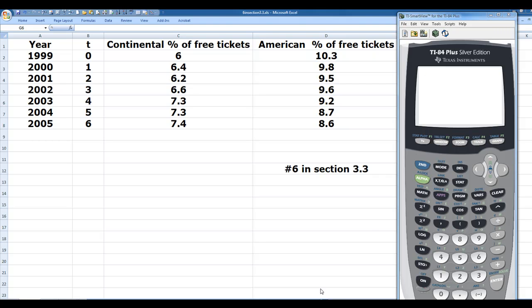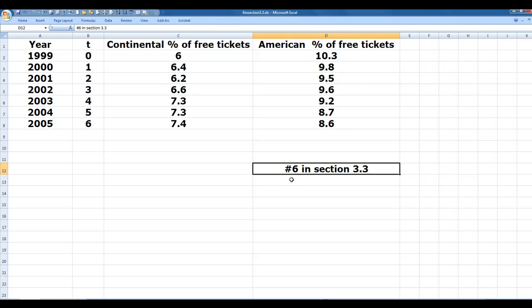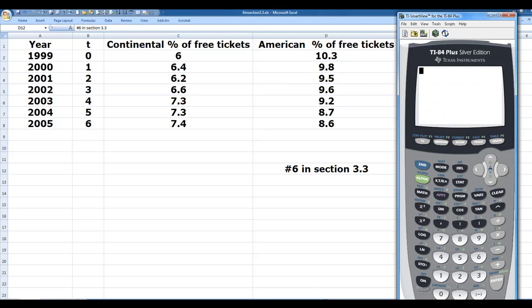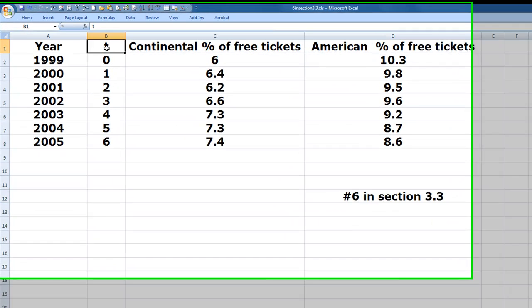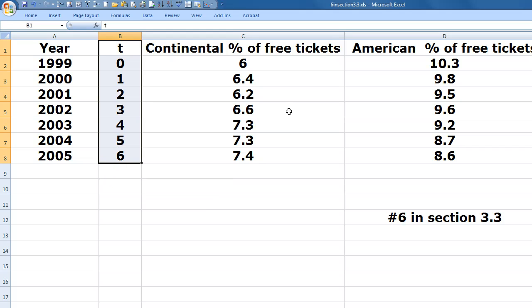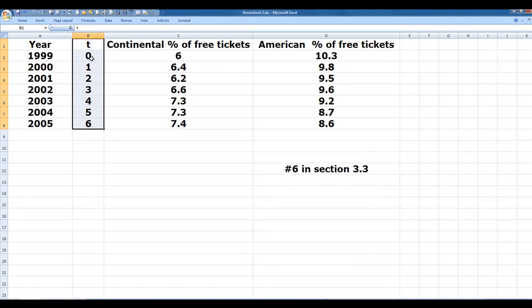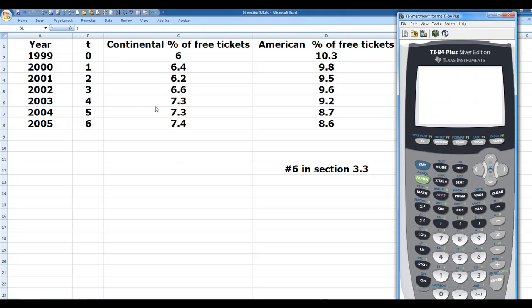We are going to work with the TI-84 at this time to work on question number 6 in section 3.3 in our book. In the book we are given all these values for the percentage of free tickets for these years, and then we have to treat T as the number of years since 1999. So I created this column, and then we have to fit regression lines for both these trends.